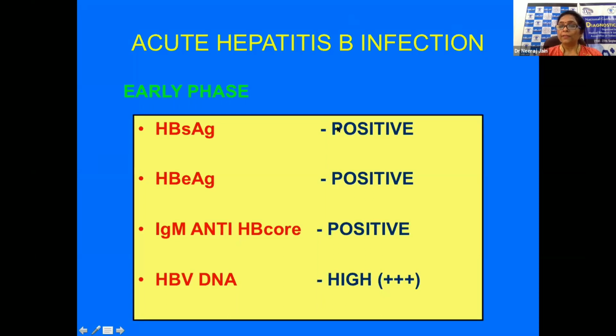Surface antigen in early phase will be positive, E antigen will be positive, and IgM type of core antibodies will be positive because IgM is an acute phase reactant, and DNA will be very high in acute phase.